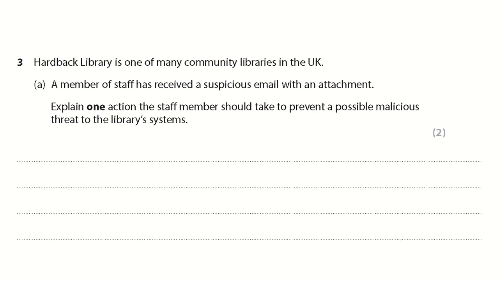Question 3, we've got a new scenario. We've got Hardback Library. It's one of many communities in the UK. So we've got a member of staff has received, and we've got here key information, suspicious email with an attachment. We've got explain 1 action that the staff member should take to prevent a possible malicious threat to the library systems. So explain 1 thing they should do when they've got a suspicious email. Explain, point plus expansion.